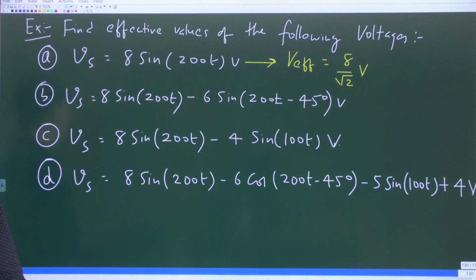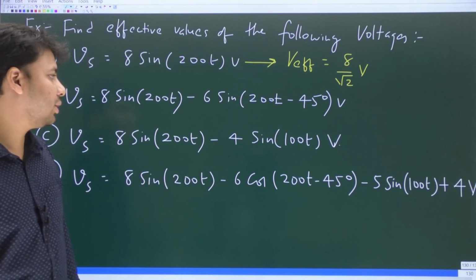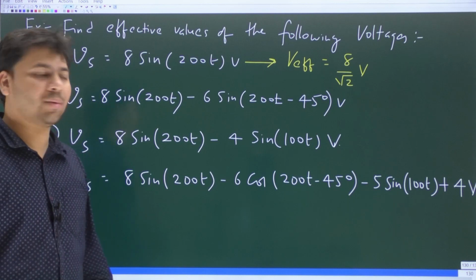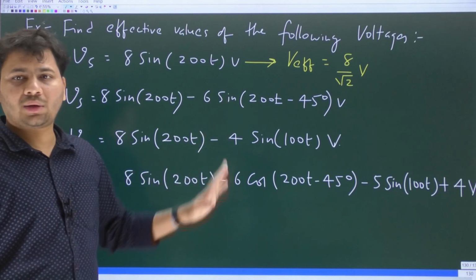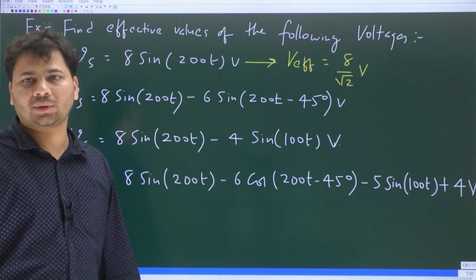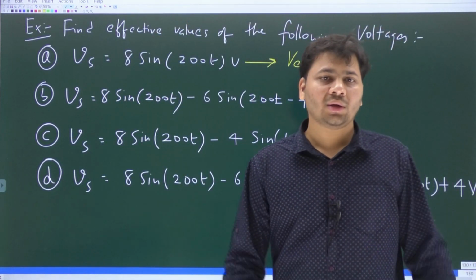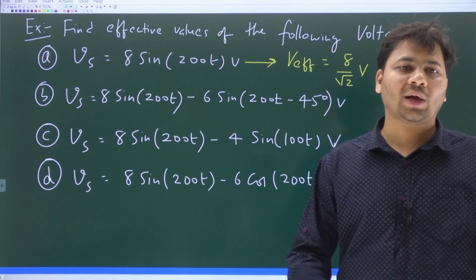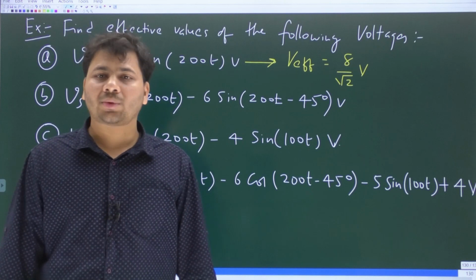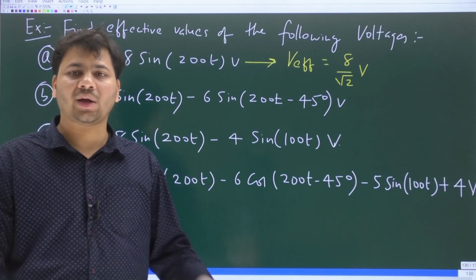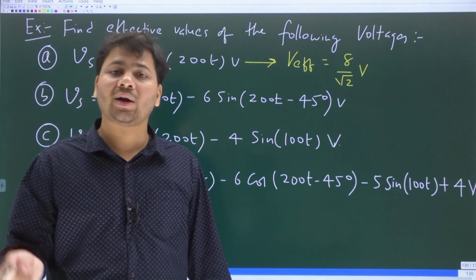If you look at the second voltage, it consists of two sinusoidal voltage components. One is 8 sine 200t. The other voltage component is also at the same frequency. So both components are at the same frequency. In such a case, they are not going to be orthogonal. And if they are not orthogonal, you cannot simply take each individual RMS value, square it, add the two squares and then take the square root. That can be done only if the different components are at different frequencies.